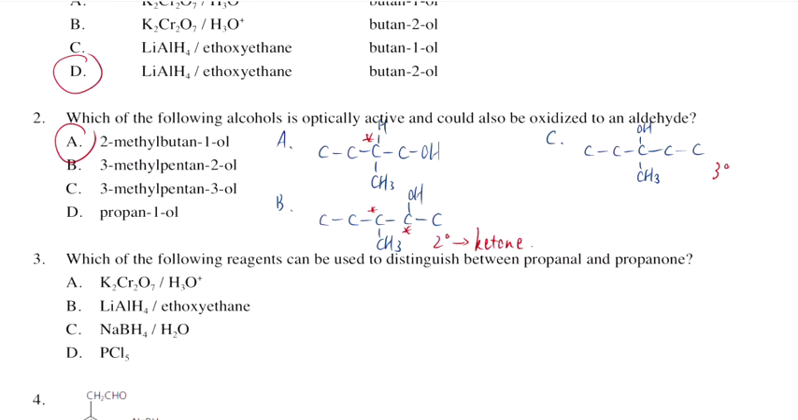Okay, let's check the last choice. We have propan-1-ol. So draw the structure. It will look like this. Again, for this one, we cannot find any chiral carbons here. Even with this carbon, it has 2 identical hydrogens attached to it, so this is not a chiral carbon. So this molecule will not be optically active.